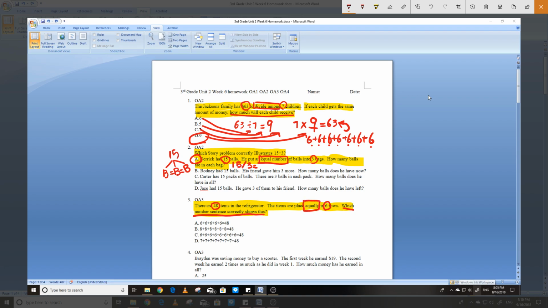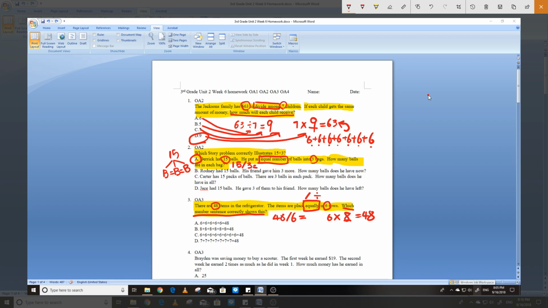See that? Equally. This word signifies we have to divide. All right, so what is 48 divided by 6? Or 6 times what gives us 48? If you remembered, there are multiplication facts, which is essential, really essential. The answer here would be 8.